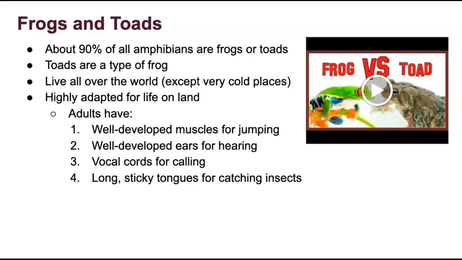Frogs and toads, the third and final category of amphibians. These guys make up about 90% of all of the amphibians on the earth. They are sort of similar, but they are different from one another as well. So I'm going to post this video that explains the differences between a frog and a toad. Technically, a toad is a type of frog, so it's like an even more specific type of organism. Frogs and toads live all over the world, except in places that are very, very cold because they're ectotherms and can't make their own heat. They're highly adapted for life on land. They have well-developed muscles for jumping, well-developed ears for hearing, vocal cords for calling out mating calls and predator calls, and long, sticky tongues that they can use to catch prey, usually insects.